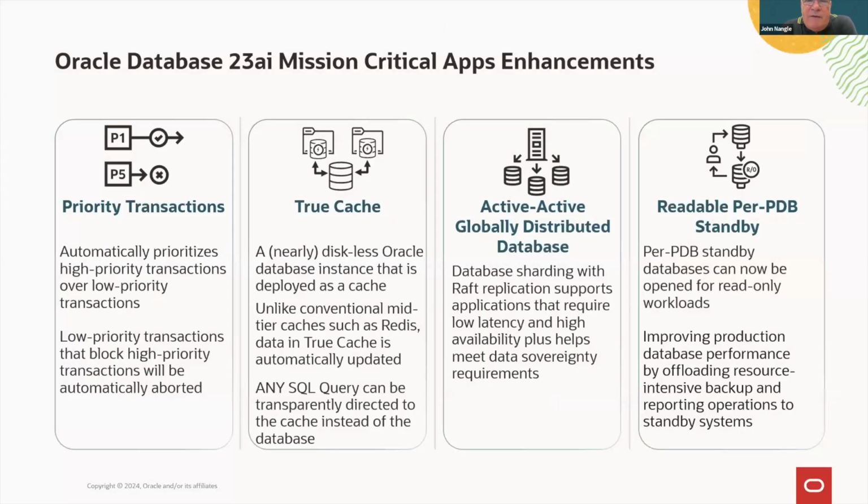And other things that have come in from an application perspective, we can prioritize transactions. So if an important transaction is being blocked by an unimportant transaction and someone's holding a lock and they've gone off to lunch, we can automatically kill the less important transaction. We also have an idea of this thing called True Cache, which is a diskless Oracle database instance that sits in front of the main database and is populated automatically and kept in sync with the database. And you can use that as a front-end cache for your application.